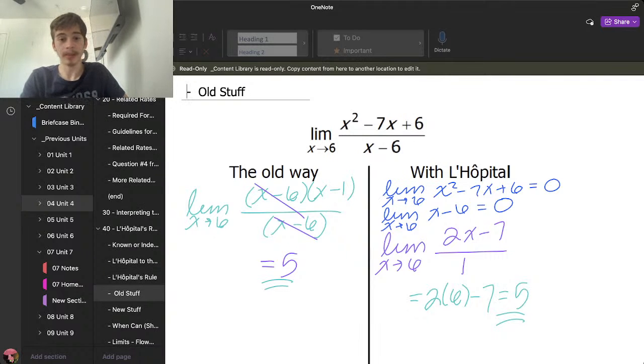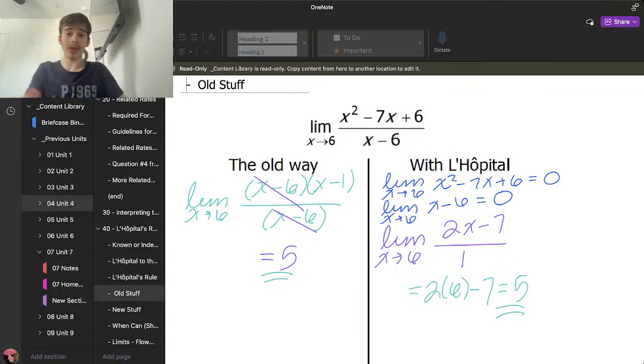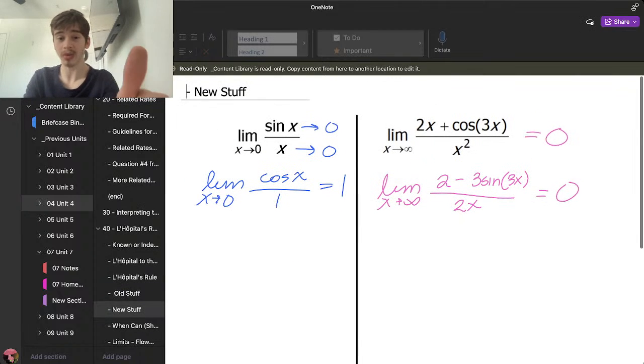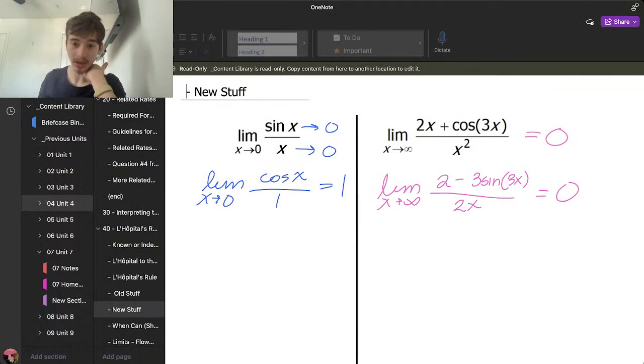Okay. L'Hopital. The old way, we could factor it, take out the hole, and then plug in the 6 and we get 5. The new way, we could take the derivative and get 2x minus 7 over 1, plug in your 6, 12 minus 7 is 5. So, L'Hopital, faster, more effective, less algebra, and overall simpler if you like your derivatives. There's your sine of x over x. You could use L'Hopital as I mentioned.